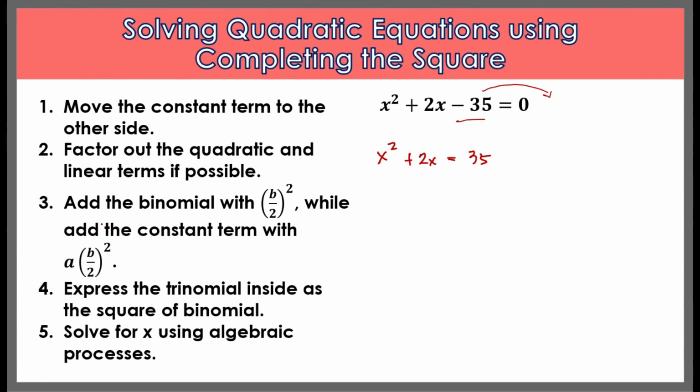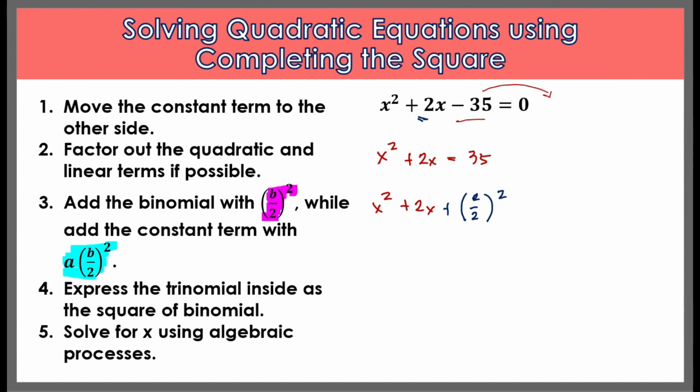Add the binomial, which is ito, yung x squared plus 2x, with b over 2 raised to 2. So, ito yung ating parang pinaka-equation na i-add dito sa may left side, generally. And yung sa constant term, i-add natin with a times b over 2 raised to 2. X squared plus 2x. Tapos, lalagay tayo ng b over 2 raised to 2, diba? Plus, yung value ng b is 2. So, 2 over 2 raised to 2.